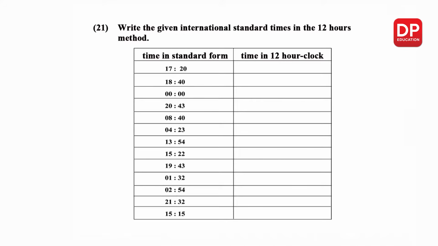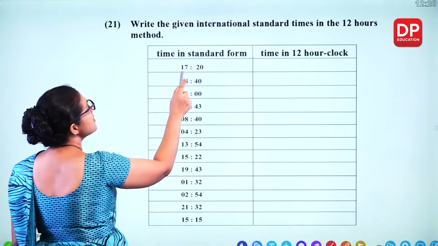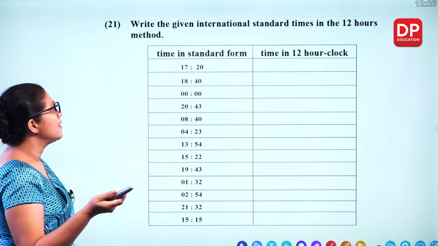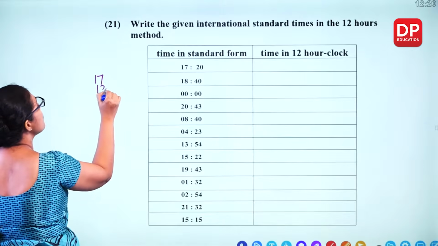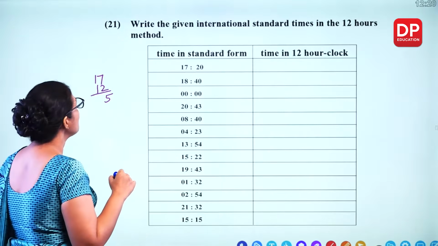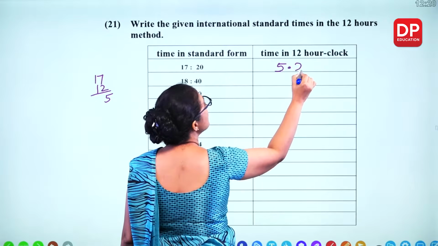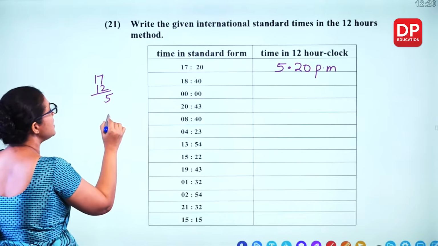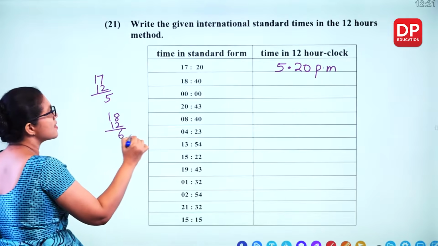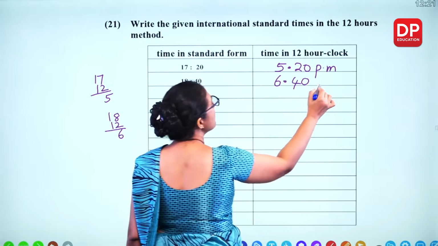Write the given international standard times in the 12-hour method, the other way round. This is standard form and time in 12-hour clock. 17:20, that's more than 12. That means PM. So subtract 12 now. 17 minus 12, you get 5. 5:20 PM. 18:40. 18 minus 12, you get 6. 6:40 PM.